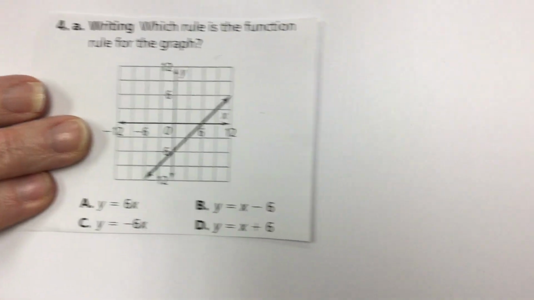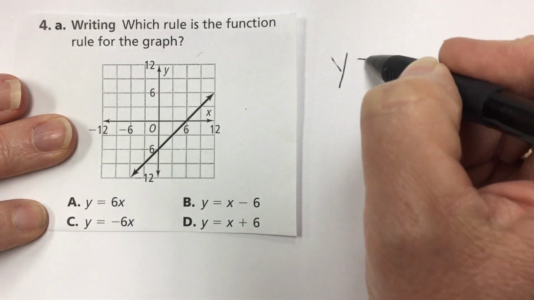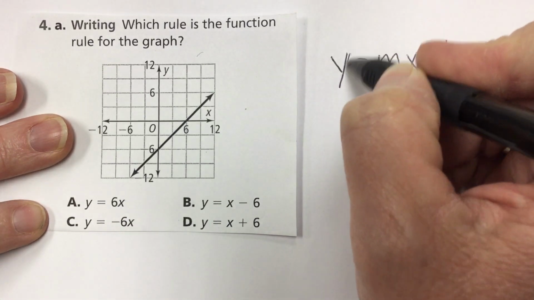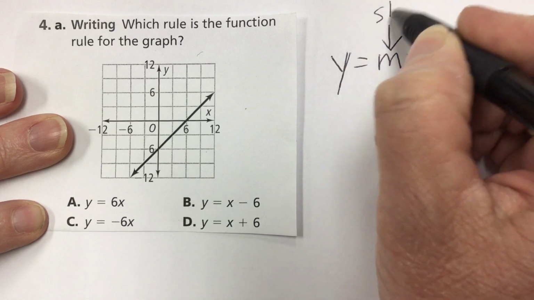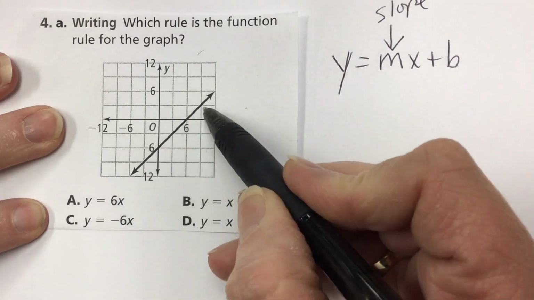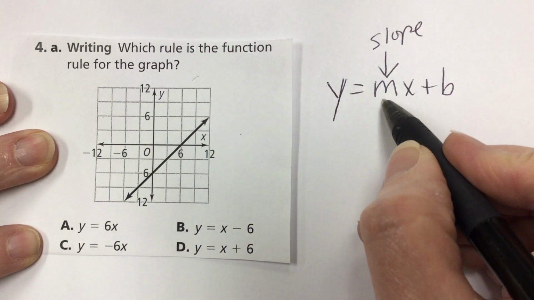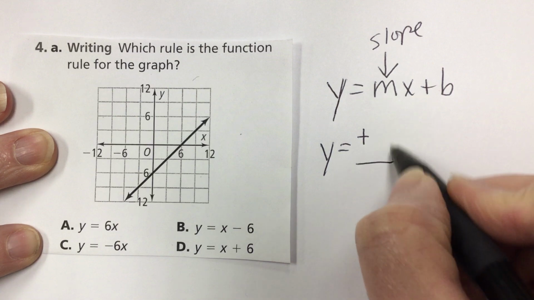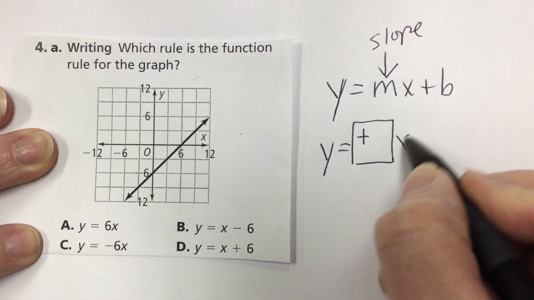So let's remember, if I have y equals mx plus b, m is my slope. When I look at my line, it is slanting upward to the right. Therefore, I know my m must be positive. Okay? I do know that.